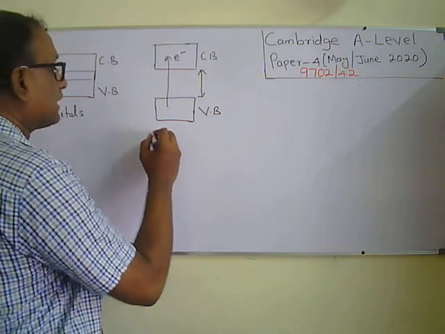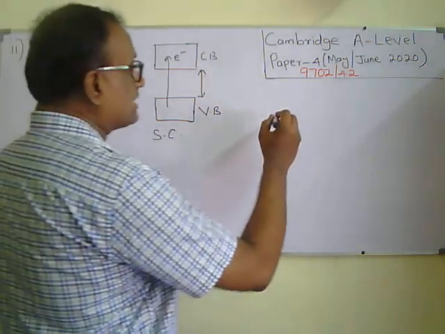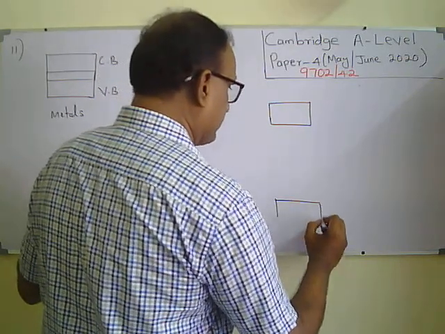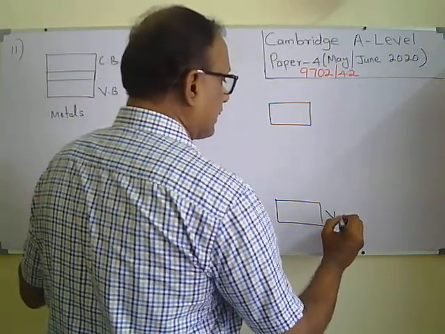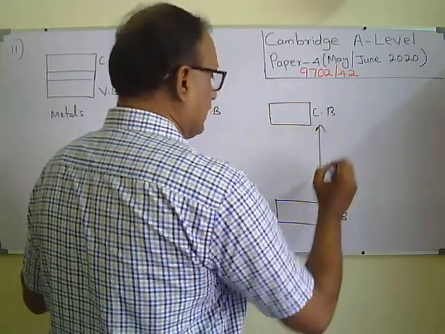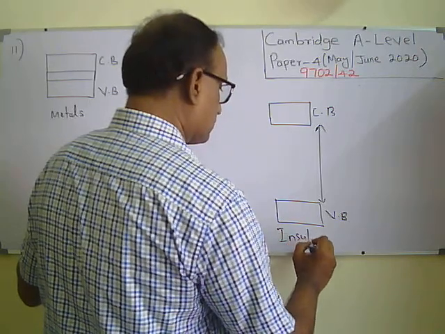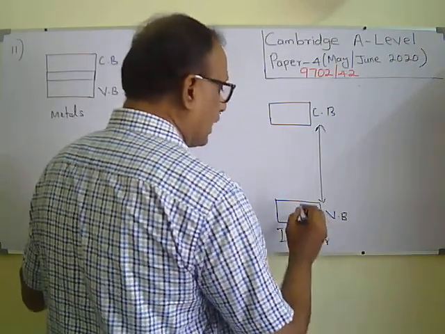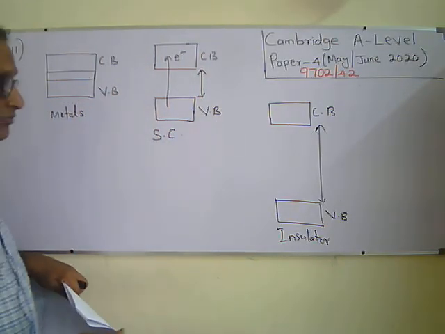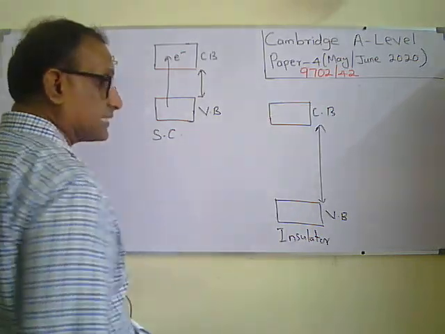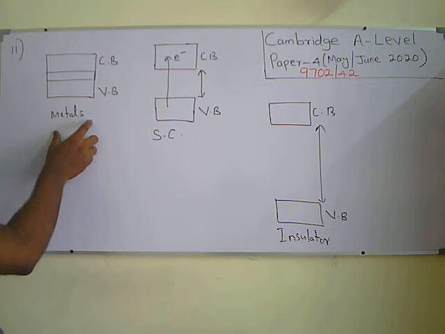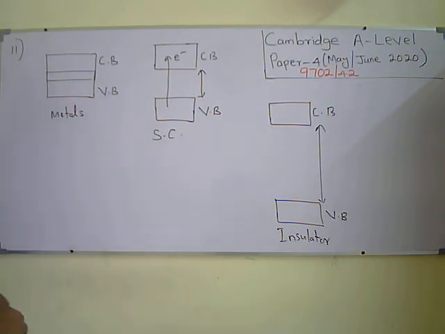This is for semiconductors. If you consider insulators, they look the same, but the forbidden gap is very big. This is the valence band, this is the conduction band. So the gap is very large for insulators, and you can't excite the electrons. The energy we give by using heat is not enough to excite the electron from the valence band to the conduction band.